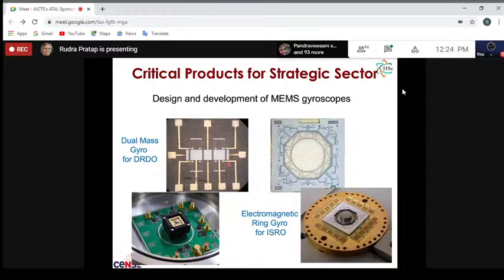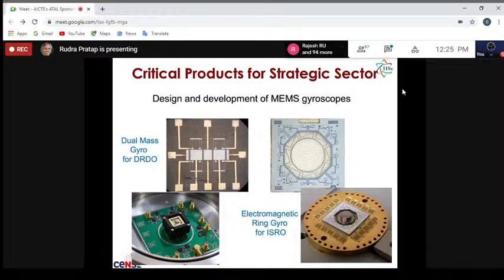So this in packaged form looks like this. This is still an open package, but this is on a PCB, and this can be used. We are looking for packaging it in vacuum, and then this can be used as a normal gyro for all kinds of things. So this is for DRDO, for defense, and a similar one which is based on an angular or a ring gyro we have made. This we have developed for ISRO. Okay, this is magnetic, this is capacitive, and this is electromagnetic.